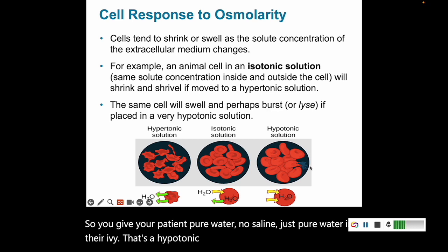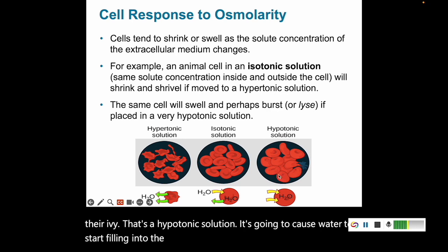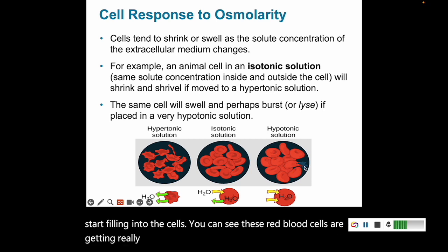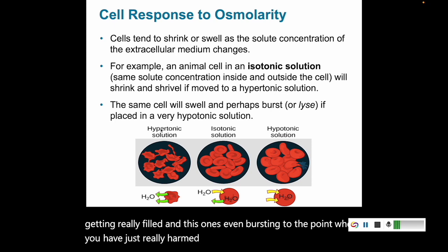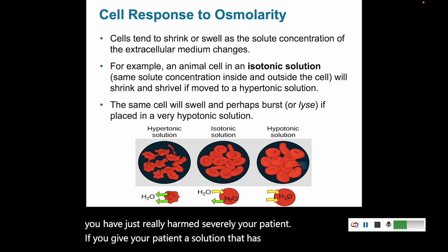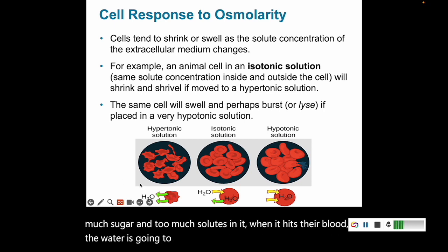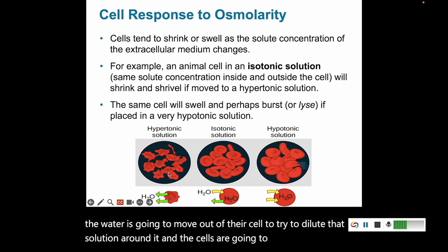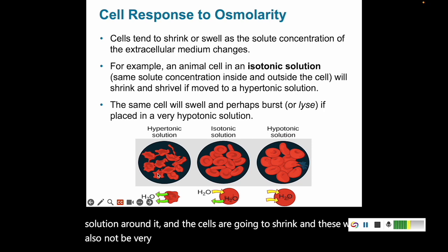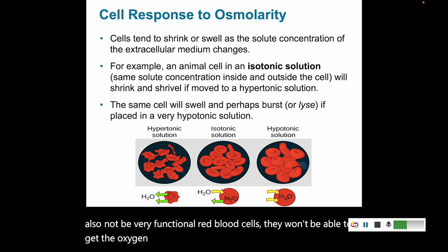It's going to cause water to start filling into the cells. You can see these red blood cells are getting really filled, and this one's even bursting, to the point where you have just really harmed your patient severely. If you give your patient a solution that has too much salt and too much sugar and too many solutes in it, when it hits their blood, the water is going to move out of their cells to try to dilute that solution around it, and the cells are going to shrink. And these will also not be very functional red blood cells. They won't be able to get the oxygen to their body or to their brain, and that is also going to be very severely dangerous.